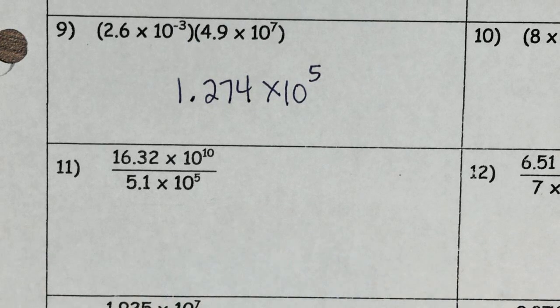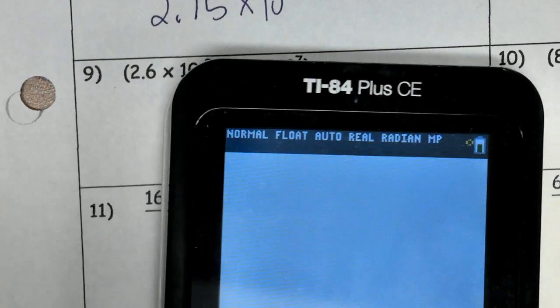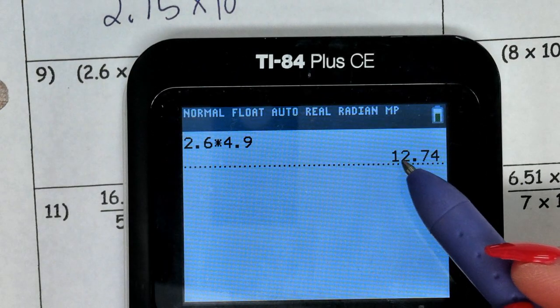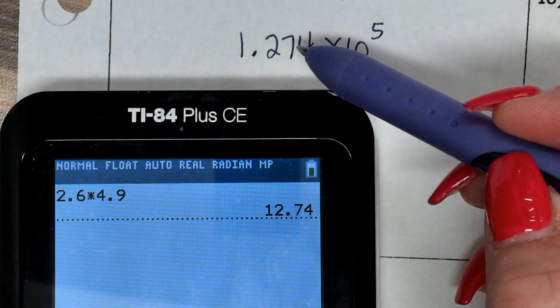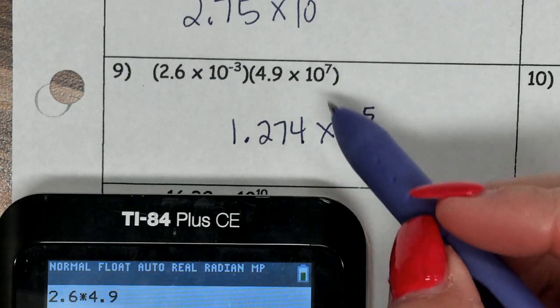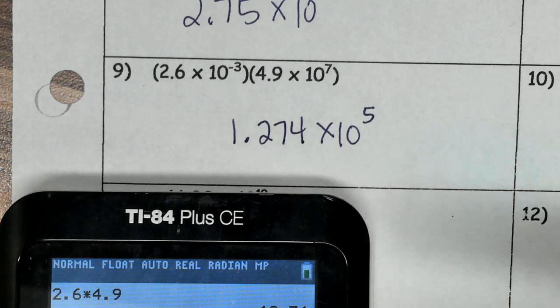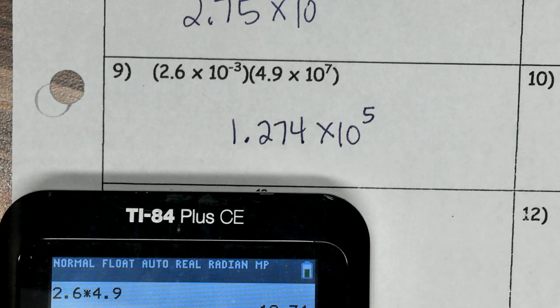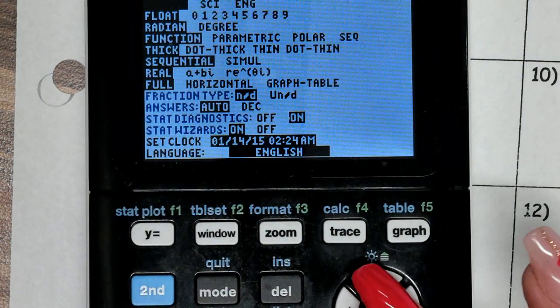Now, if I had done this by hand, let me get in normal mode. Y'all look real quick. I would have done 2.6 times 4.9, and this is the problem right here. Scientific notation says you can't have 2 digits before the decimal, right? But are those the same digits as this? You see what I'm saying? So my answer would have been 12.74 times 10 with an exponent of 4, because negative 3 plus 7 is 4, which is the same answer, but not scientific notation form. Make sense? All right, let me go back to mode SCI.